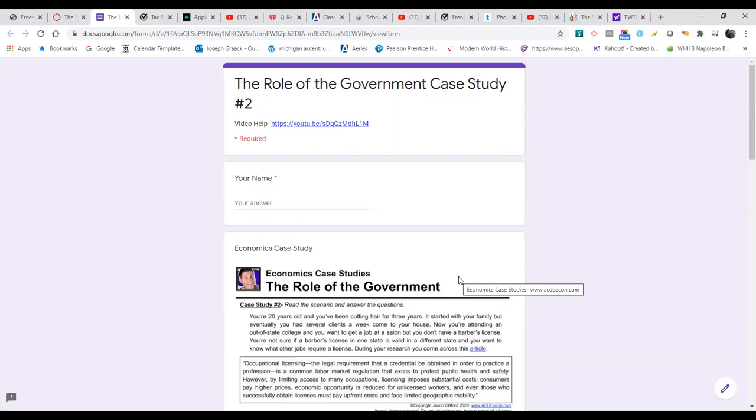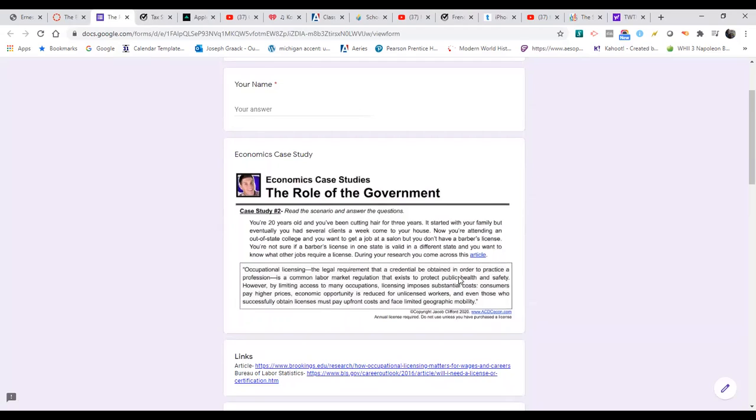And your case study is basically dealing with regulations and licenses from the government, part of the regulatory and protective portion of the free enterprise system. So you've been cutting hair for about 3 years, but you're now attending an out-of-state college. You want to get a job at a salon, but you don't have a barber's license. You're not sure if a barber's license in one state is valid in another state. You want to know what other jobs require a license.